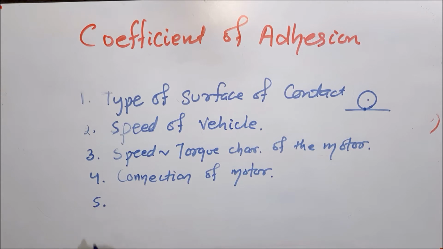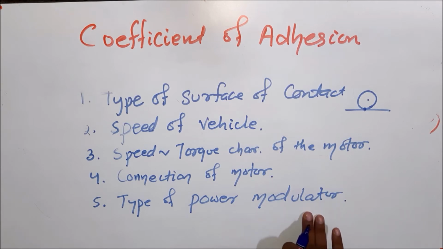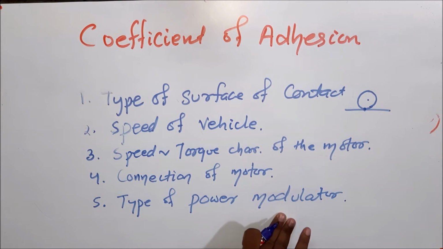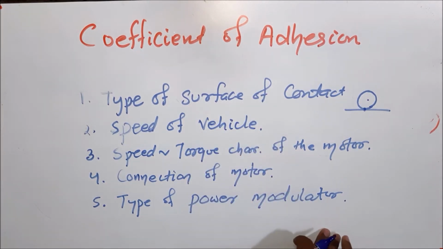And the fifth one is type of power modulator. The power modulators are nothing but the power electronics devices which provide control supply to each driving axle motor. This power modulator provides electrical supply, or controls the electrical supply, to the motors which control the driving axle. So depending upon the power modulator, the coefficient of adhesion also depends.